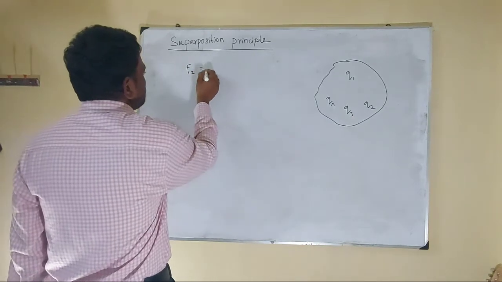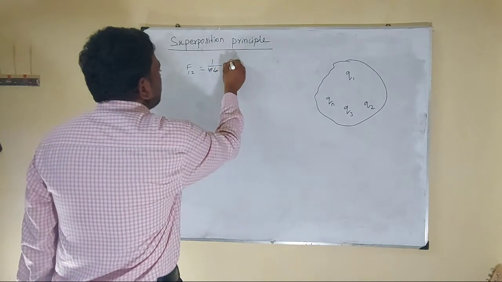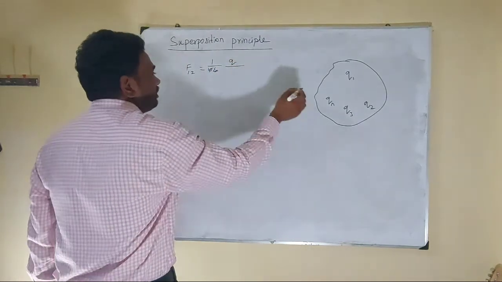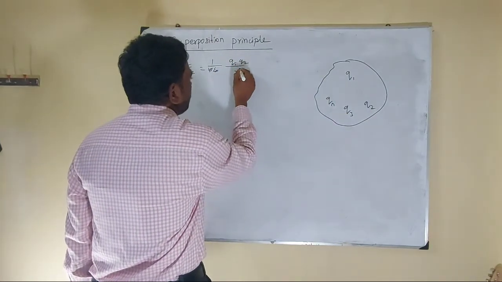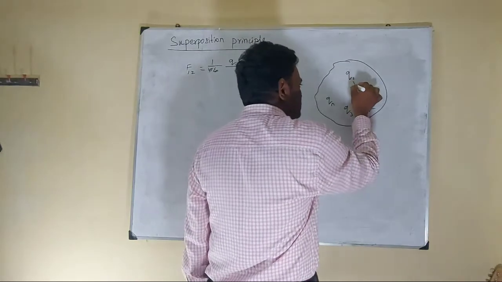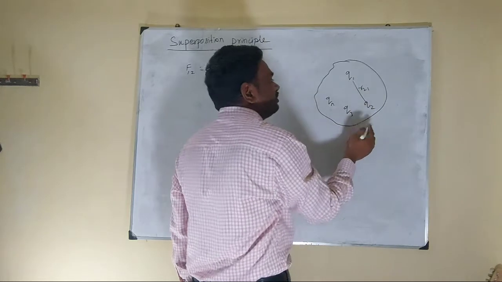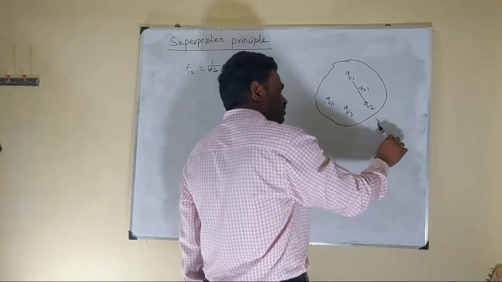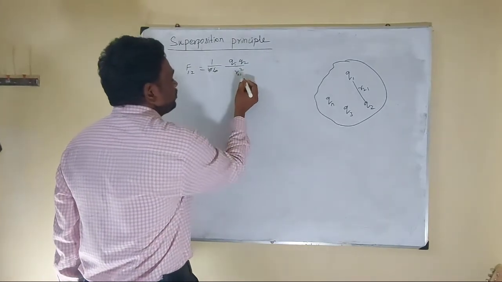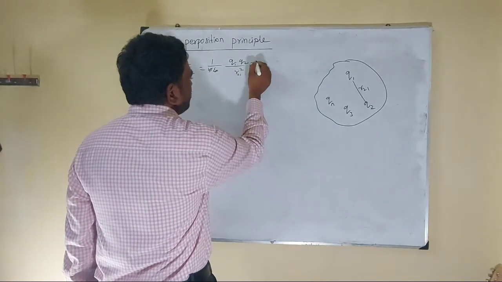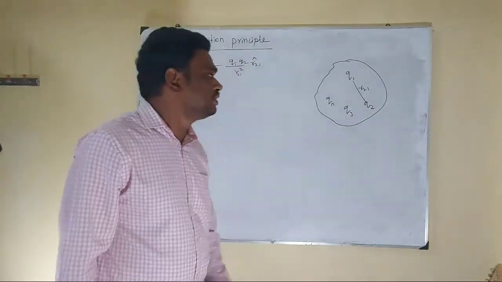So F12 is equal to 1 by 4 pi epsilon naught Q1 Q2 by r square. Here the distance is r21. It means the force acts from the charge Q2 to Q1. So we have to use r21 square into r21 cap. This is the force on the charge Q1 due to the charge Q2.